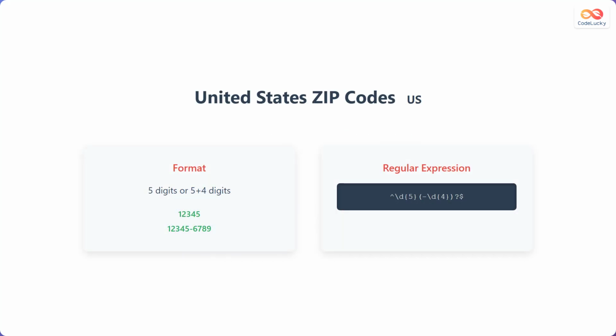Let's start with the United States. United States zip codes come in two formats. The first is a 5-digit code like 12345. The second is a more extended format that includes the 5 digits, a hyphen, and then an additional 4 digits, such as 12345-6789. To validate United States zip codes, we can use the following regular expression: ^\d{5}(-\d{4})?$.